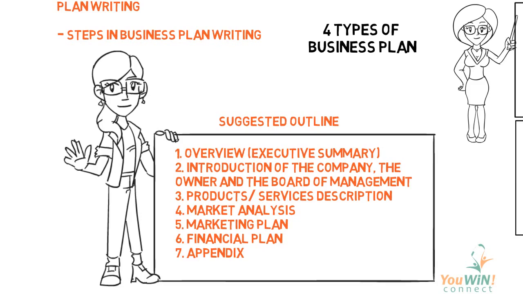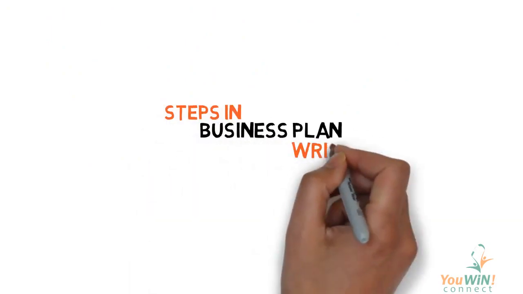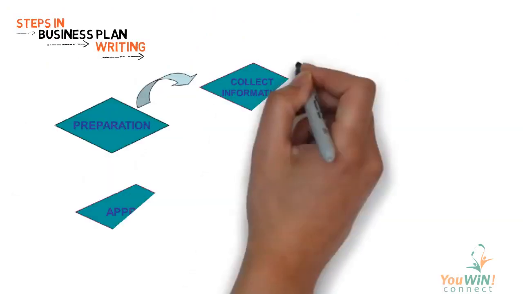Then you have your products and service description, your market analysis, a marketing plan, and then your financial plan, and you can put every other thing as appendices. Let's look at the steps in writing a business plan.